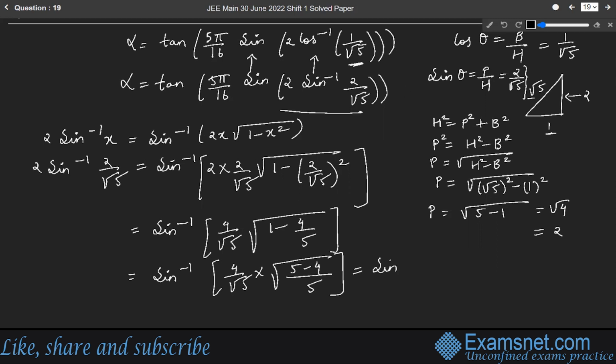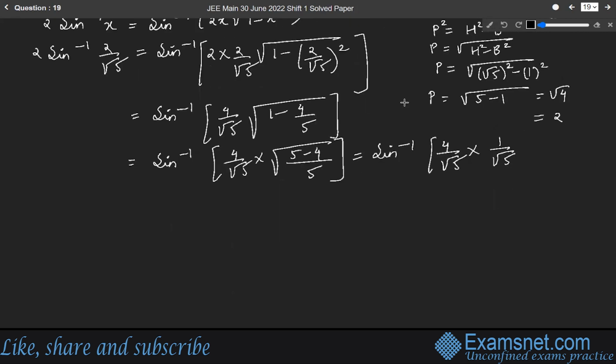So we have sine inverse of 4 by root 5 into root 1 by 5, right? So root 1 is 1, 1 by root 5. I hope this step is clear to you. Here, this under root of (5 minus 4) upon 5 is equal to under root of 1 by 5. So root 1 is equal to 1, so we have 1 by root 5, right? So this is equal to sine inverse of 4 into 1 is 4. Root 5 into root 5 is 5, right?